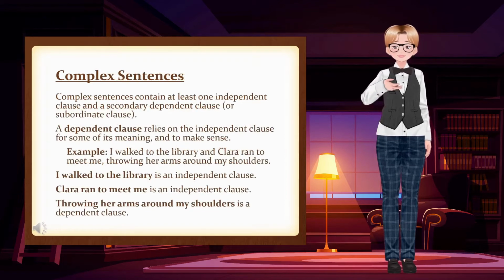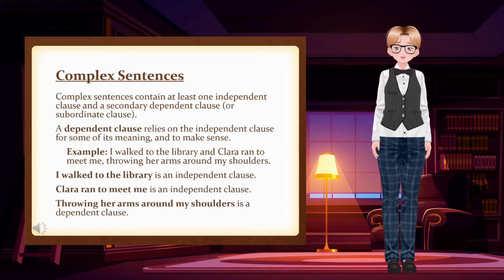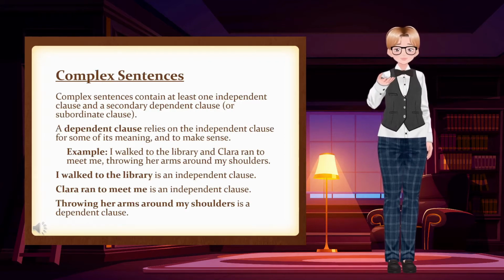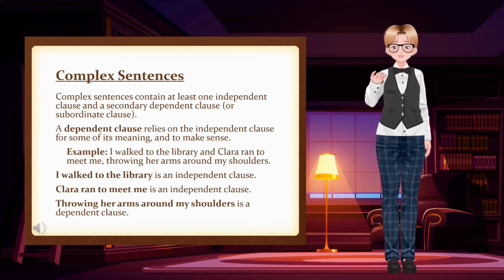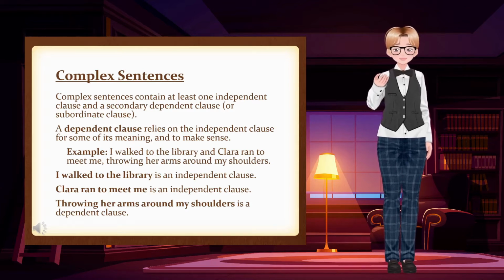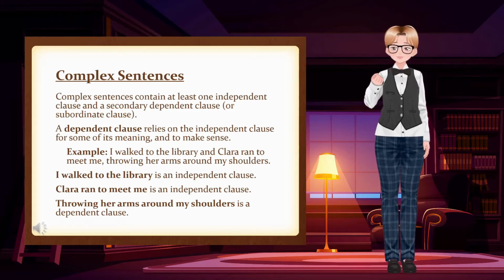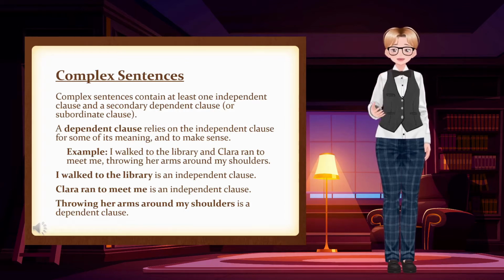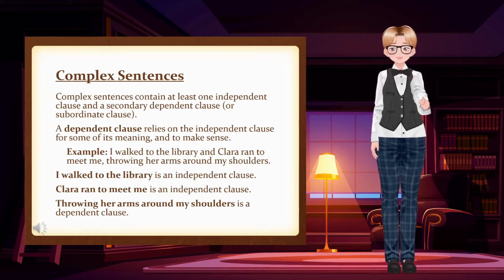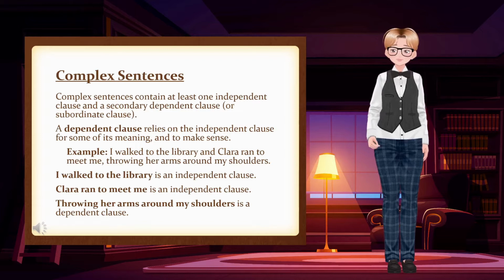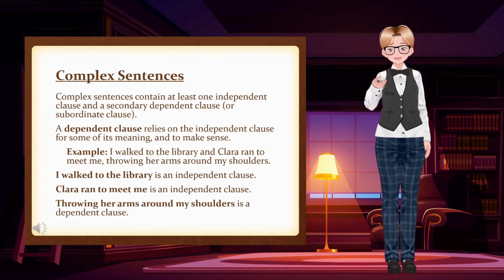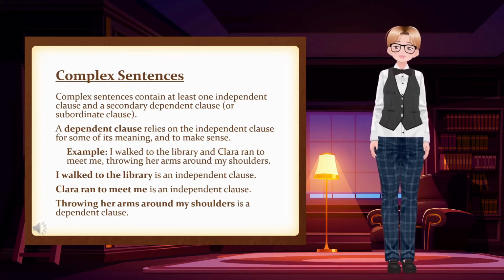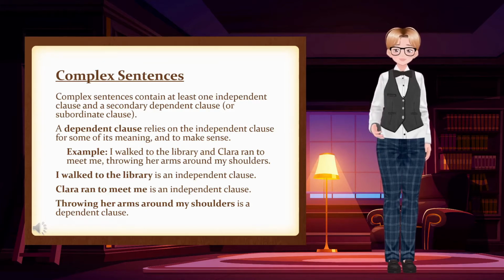Complex sentences contain at least one independent clause and a secondary dependent clause or subordinate clause. A dependent clause relies on the independent clause for some of its meaning and to make sense. For example, I walked to the library and Clara ran to meet me, throwing her arms around my shoulders. I walked to the library is an independent clause. Clara ran to meet me is an independent clause. Throwing her arms around my shoulders is a dependent clause.